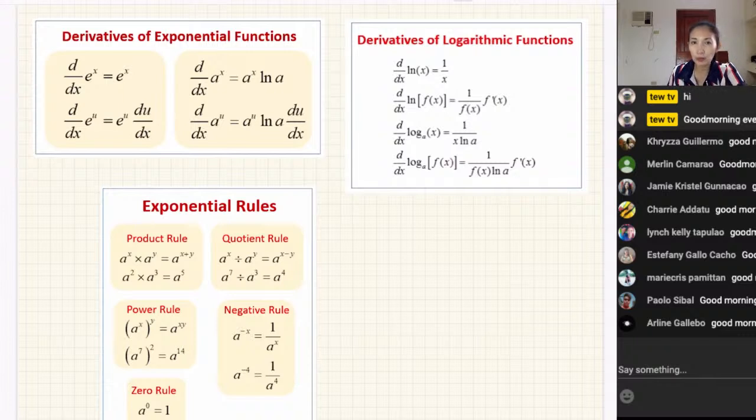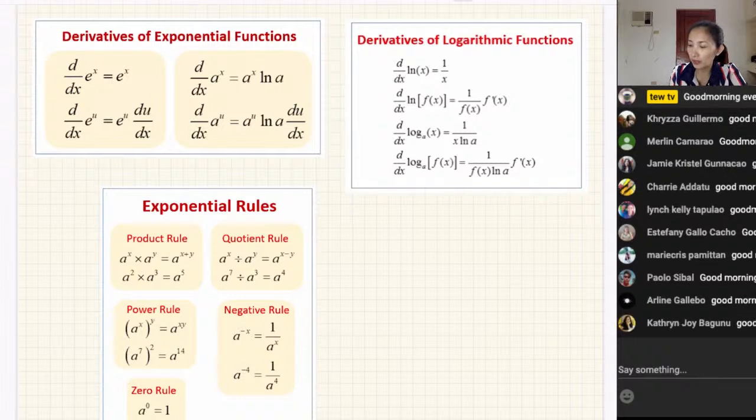This morning, we will learn about the derivatives of the exponential and logarithmic functions. Before we get into derivative formulas for the exponential and logarithmic function, let's first review some of the properties or rules on exponentials, or your laws of exponents.